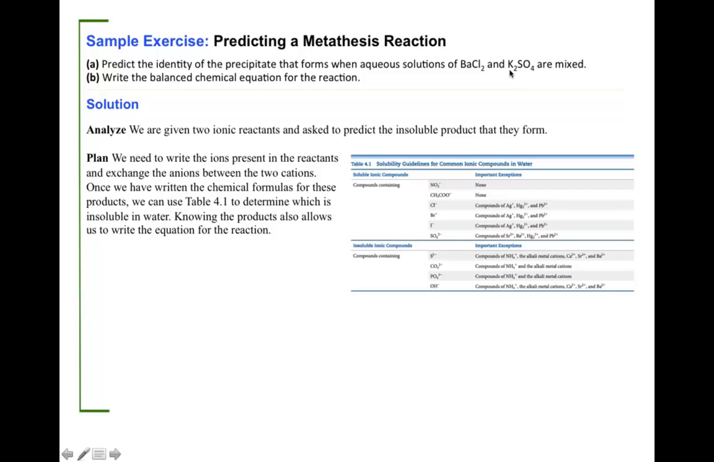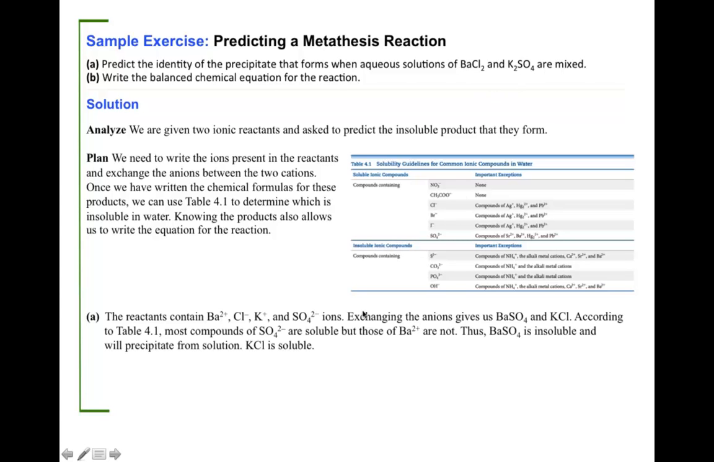So we need to interchange this cation with this anion and this cation with this anion to create the new products. For the reactants we have barium with a +2, and chlorine is -1, that's why we have 2 of the chloride here. Potassium is +1, and sulfate is -2, that's why we have 2 potassium here. As I mentioned before, we can combine these ions to create the two products, potassium chloride and barium sulfate.